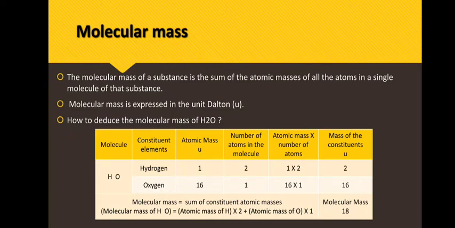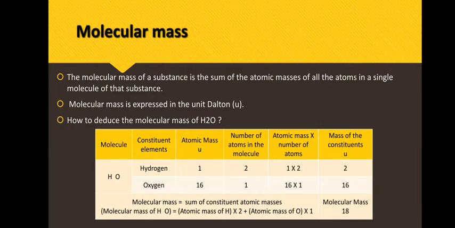So suppose if I have to deduce the mass of a water molecule, how am I going to do that? You can make a table like this: molecule, then its constituent elements, then their respective atomic masses, then the number of atoms present in that particular molecule. Then atomic mass multiplied by the number of atoms present in that molecule will give you the mass of that particular element, and then you can total it up. You will get the molecular mass.